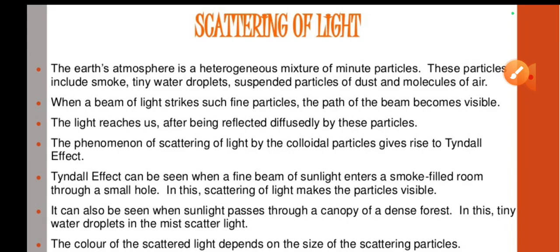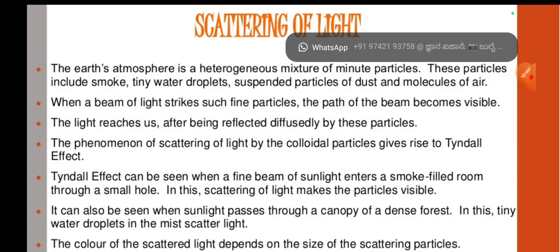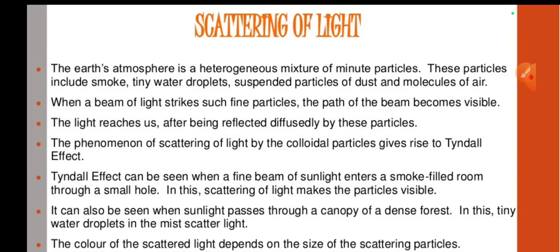Then scattering of light. The Earth's atmosphere is a heterogeneous mixture of minute particles. These particles include smoke, tiny droplets, suspended particles of dust, and molecules of air. When a beam of light strikes such fine particles, the path of the beam becomes visible. The light reaches us after being reflected diffusely by these particles. The phenomenon of scattering of light by the colloidal particles gives rise to the Tyndall effect.